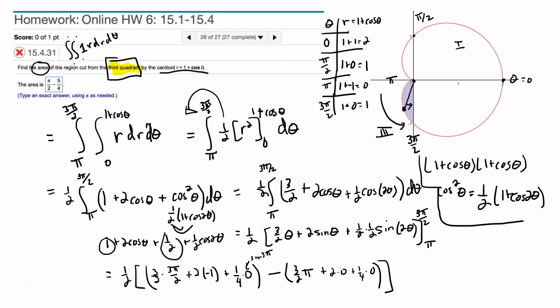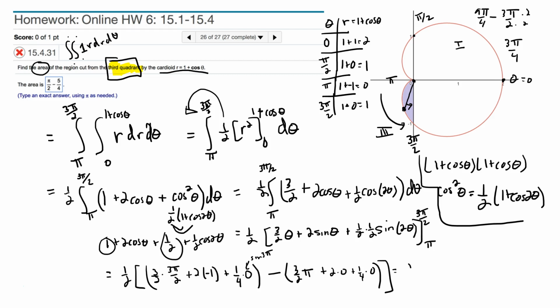We end up with an answer that is 9 pi over 4, take away 2. And then we take away from that 3 pi over 2. Let's work that out. So is that 3 pi over 4? 9 pi over 4 minus 3 pi over 2. Double 3 pi over 4. I think that is, yeah.